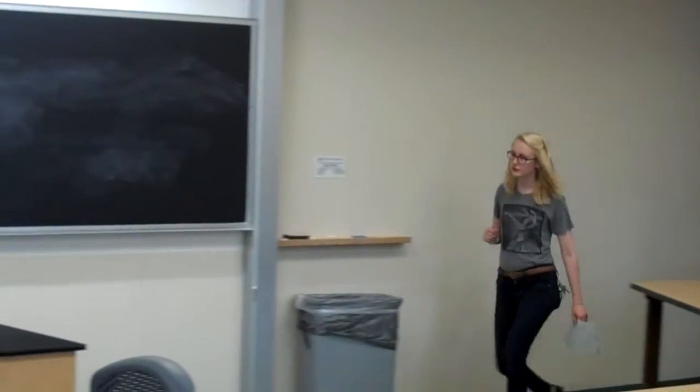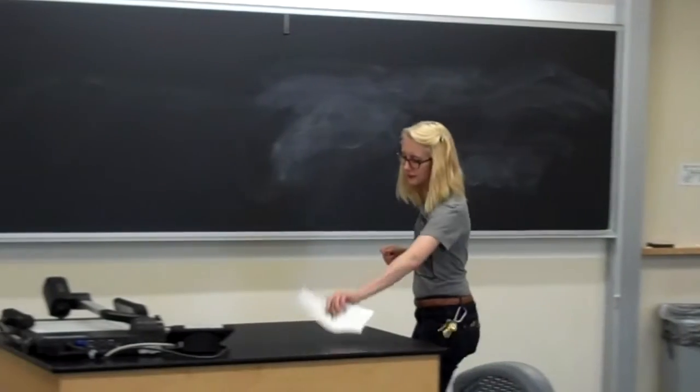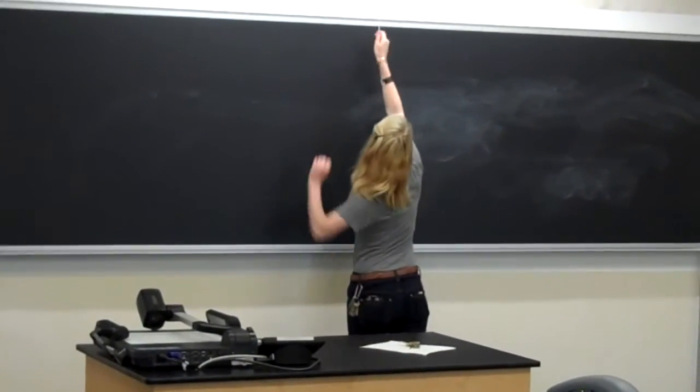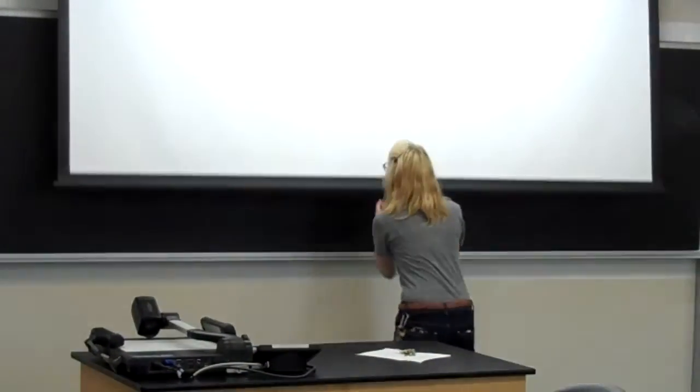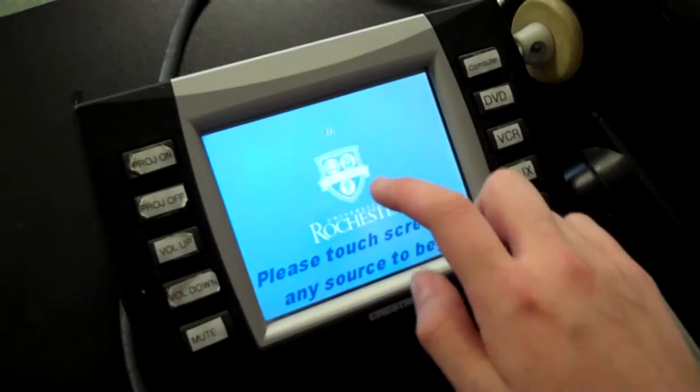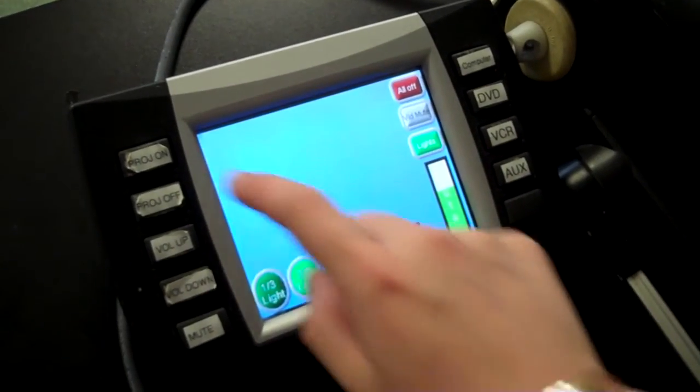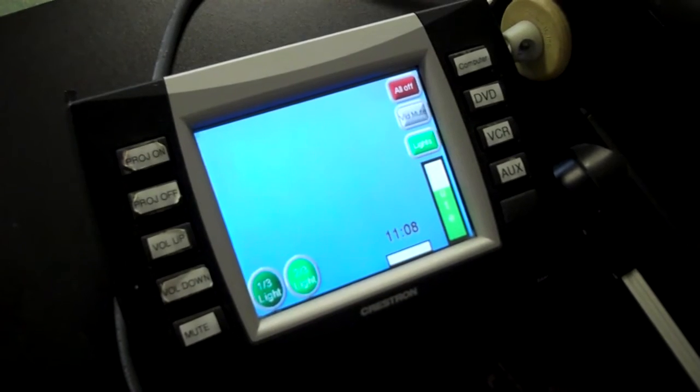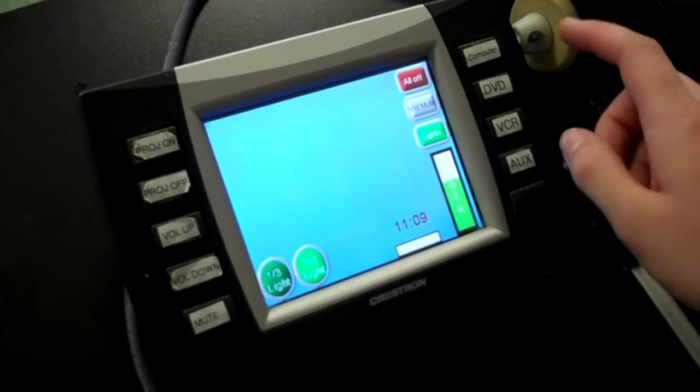Begin setting up projection. First, lower the screens. Some screens may be lowered manually, while others are controlled by the Crestron or by a switch on the wall. Turn the projector on using the Crestron panel. You'll have to select a source for the projector, like so.